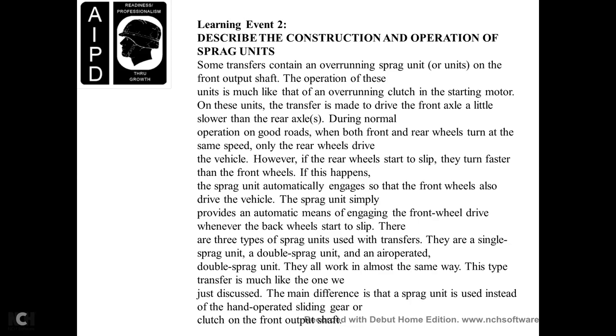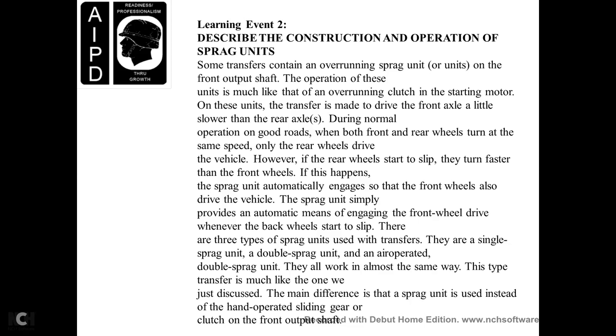Learning objective 2: describe the construction and operation of the sprag units. Some transfers contain an overrunning sprag unit on the output shaft, operating much like the overrunning clutch for a starting motor. In this transfer, the front axle is driven a little slower than the rear axle during normal operation.